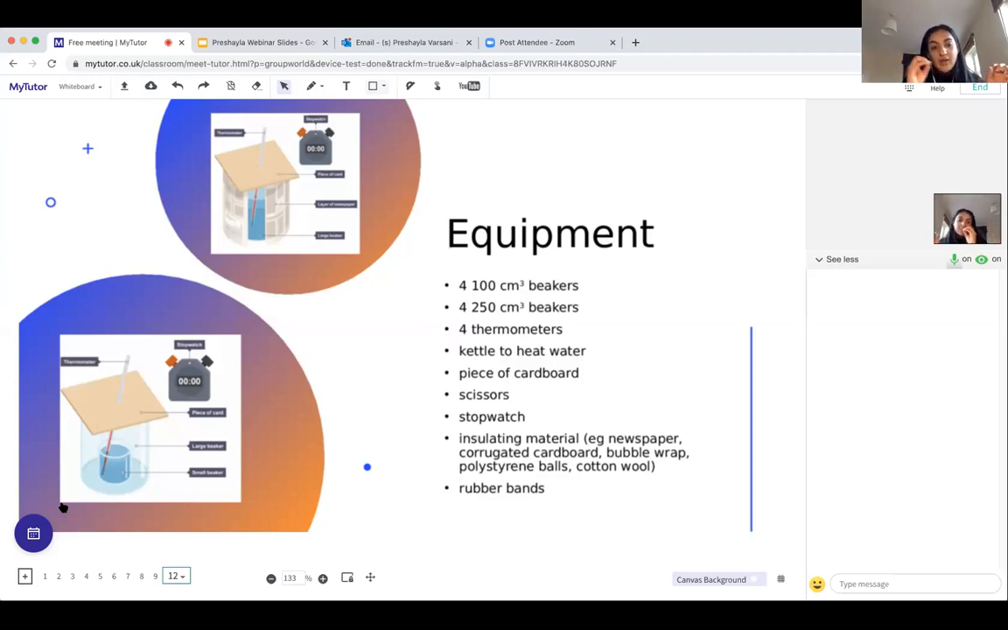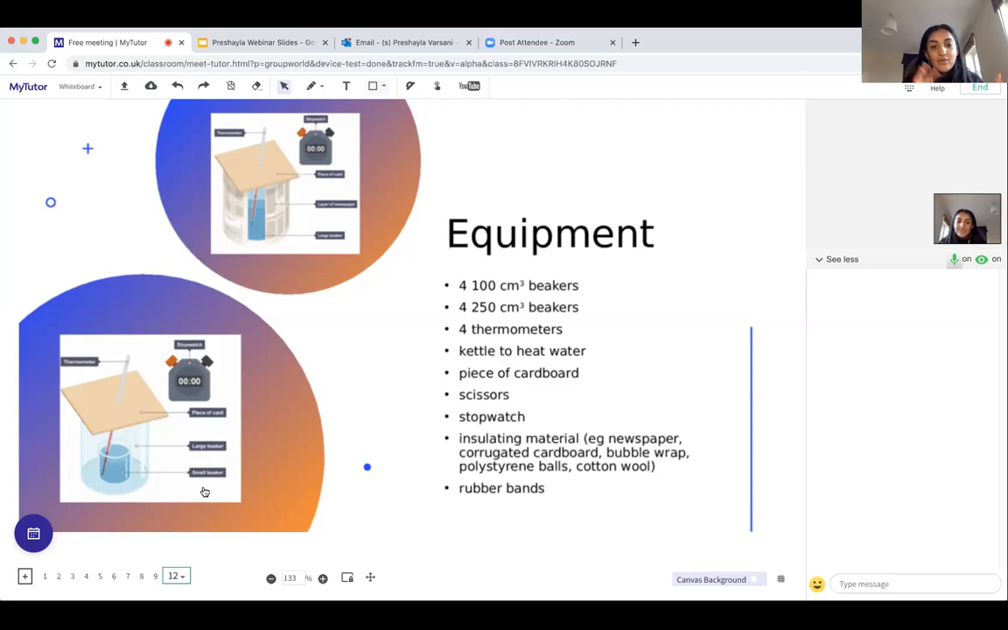With each beaker, we're going to have a different material. The material is going to go in here between the large beaker and the small beaker. We might put a piece of cardboard there, we might put some newspaper, we might put some cotton wool, and we might put some bubble wrap. So we have 4 different ones with 4 different thermometers in each.